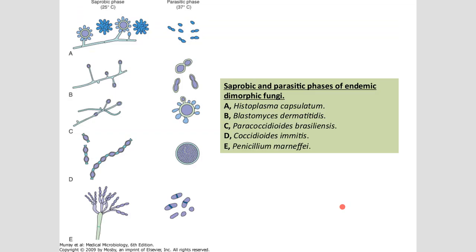And again, this is one of the comparative slides that I said is there in the PDF that I posted. You can see they are saprobic and parasitic endemic dimorphic fungi. So you have histoplasma, blastomyces, paracoccidioides, coccidioides, and penicillium mold. Each one of them exists in two different forms. You can see on the left, for example, the change of temperature. The change of temperature is going to determine the type of microscopic appearance that you see under the microscope, okay?